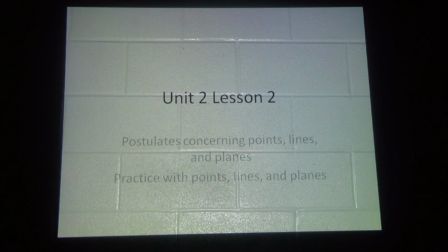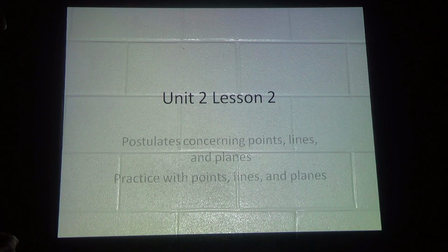Okay, welcome to Unit 2, Lesson 2. These are postulates concerning points, lines, and planes. We're going to do some practice using the concepts that we talked about in Lesson 1. We're going to practice with the points, lines, and planes, and this is simply getting us ready so that we can identify these when we need to identify them in any kind of problem that we're working.